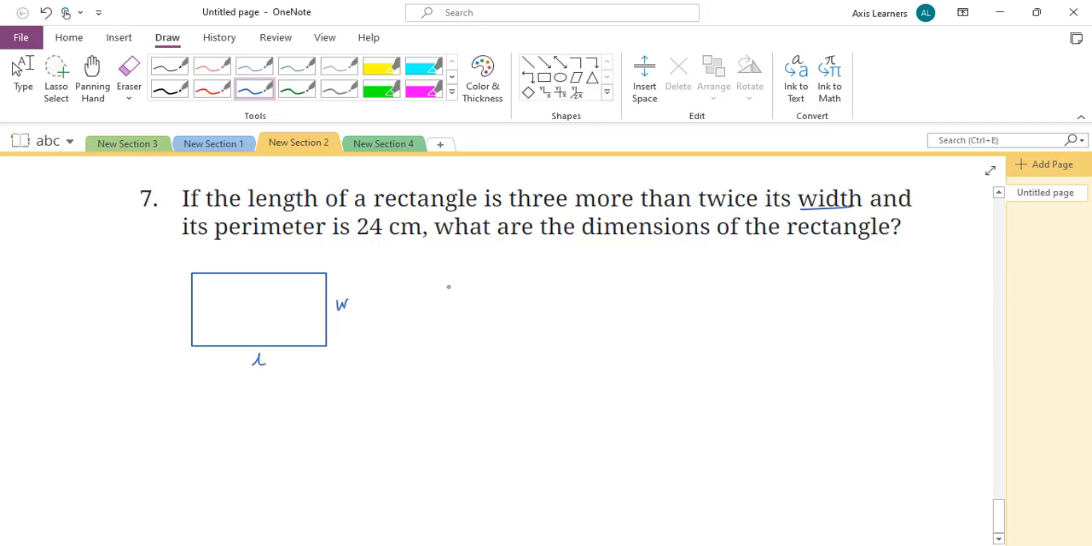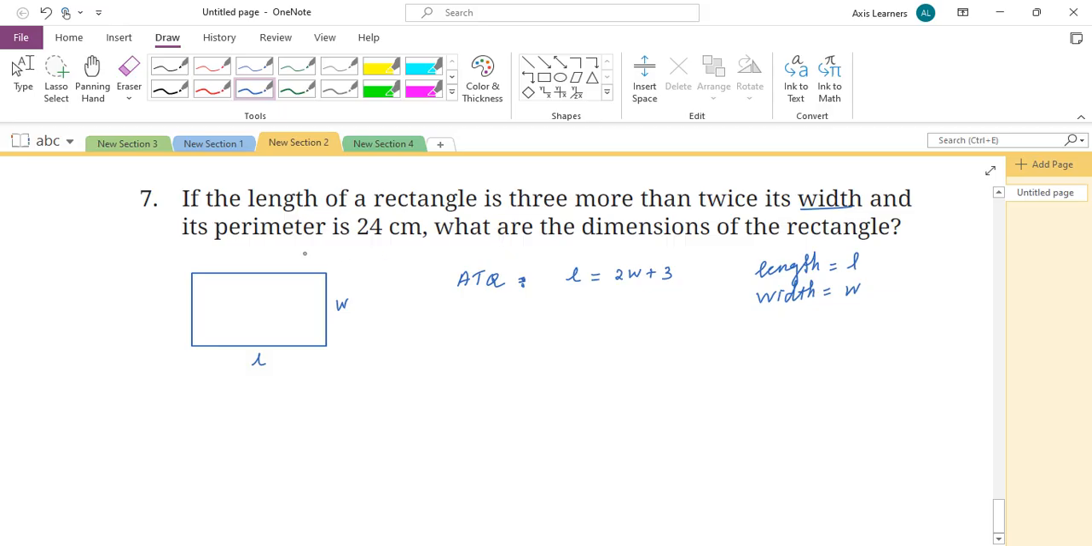So according to the question, length is 3 more than twice its width. So twice its width is 2 times W, 3 more than, so we need to add 3. So according to the question, L is equal to 2W plus 3. We can write length is equal to L, width is equal to W. So L is equal to 2W plus 3.